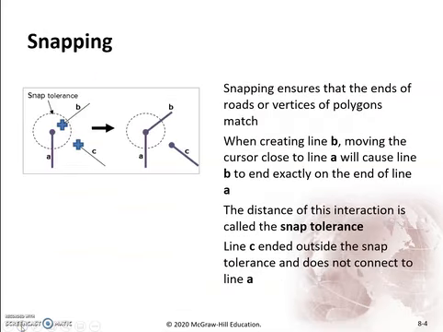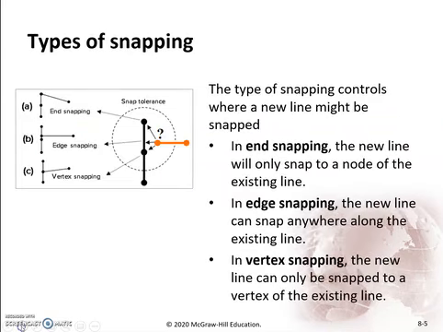Snapping ensures that the ends of lines or vertices of polygons match. When creating line B, moving the cursor close to line A will cause line B to end exactly on the end of line A. The distance of this interaction is called the snapping tolerance. Line C ended outside the snap tolerance and does not connect to line A.